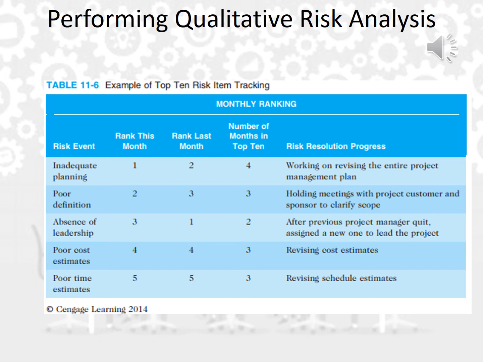While for poor time estimates, number five, they will revise the schedule estimates in order to improve it and to minimize such a risk. As I was saying in the beginning, we cannot eliminate, but we can minimize the negative impact of these risks. So this example shows the usage of top 10 risk item tracking, which will be tracked at the beginning of phases or milestones from planning until the end of the project.